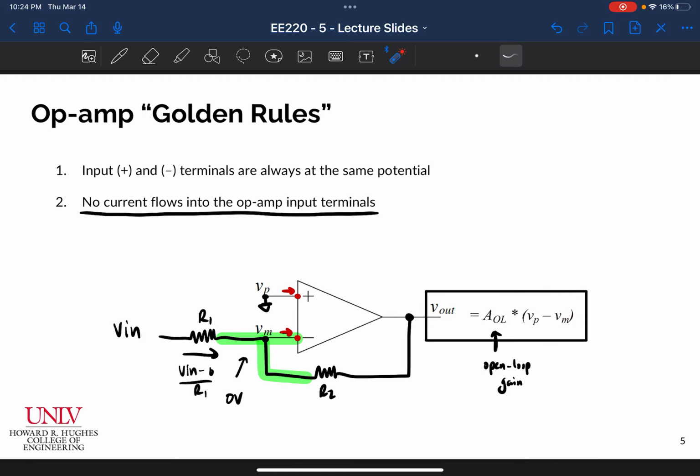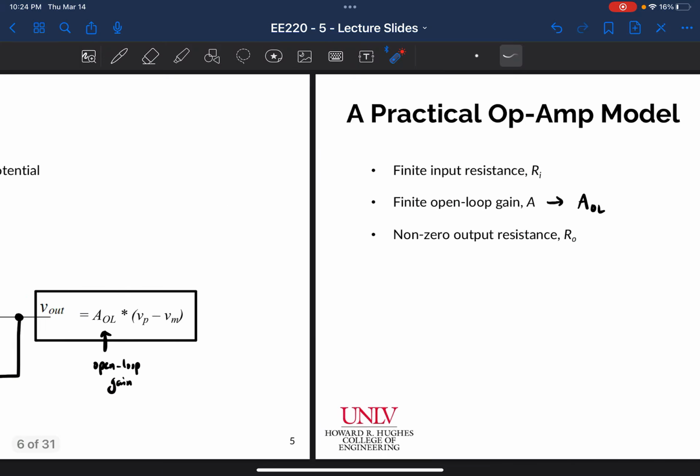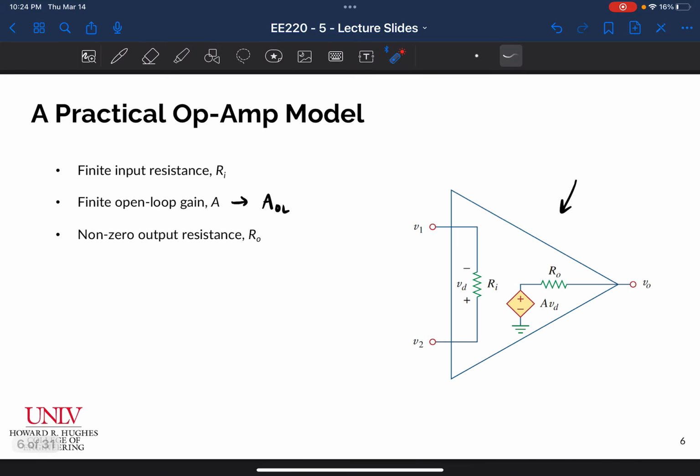I want that difference to be close to 0 so that I can easily solve the circuit, right? And so another practical limitation of the practical op-amp is finite open loop gain. It's not infinite. This value of A is not infinite, right? Okay, and then the last thing is non-zero output resistance, okay?